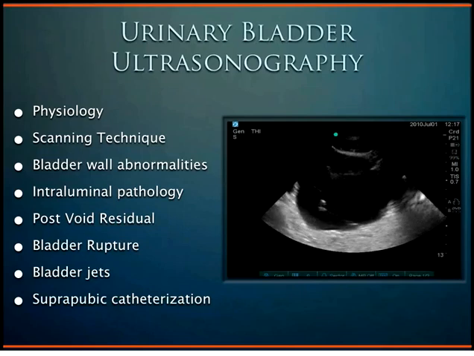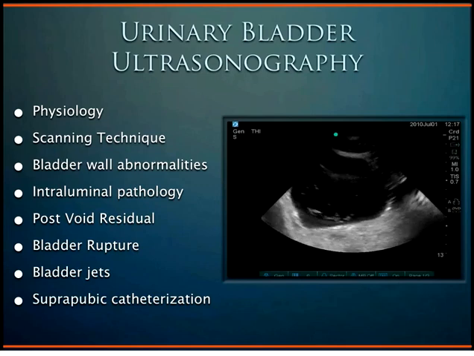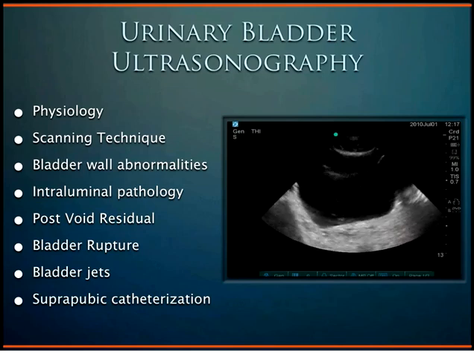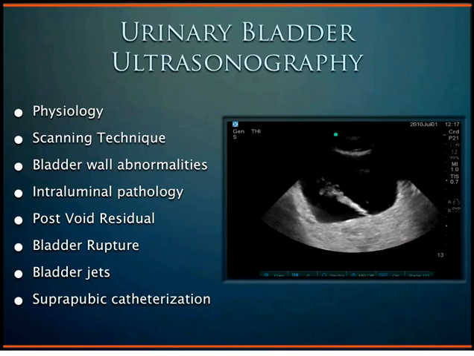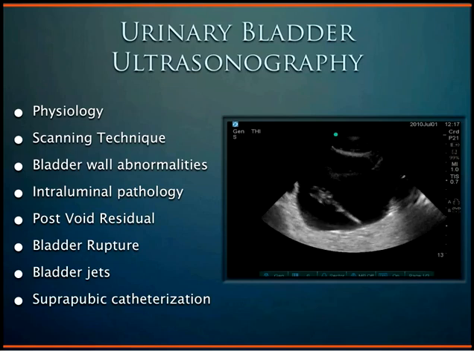Using bedside ultrasound, the urinary bladder is an easy-to-identify organ seen as an anechoic, rectangular-shaped structure just below the skin line in the midline of the pelvis. In this module, I will cover the physiology of the bladder, scanning techniques, abnormalities in the bladder wall, and bladder intraluminal pathology. I will also explain how to measure for post-void residual, diagnose intra and extra peritoneal bladder ruptures, assess for bladder jets, and finally, how to perform ultrasound-guided suprapubic catheterization.